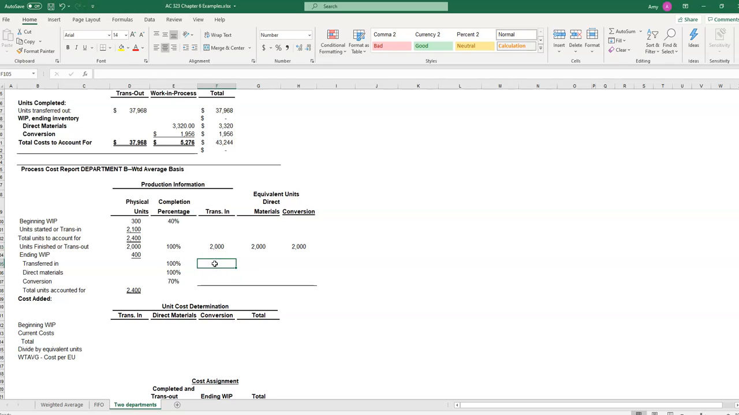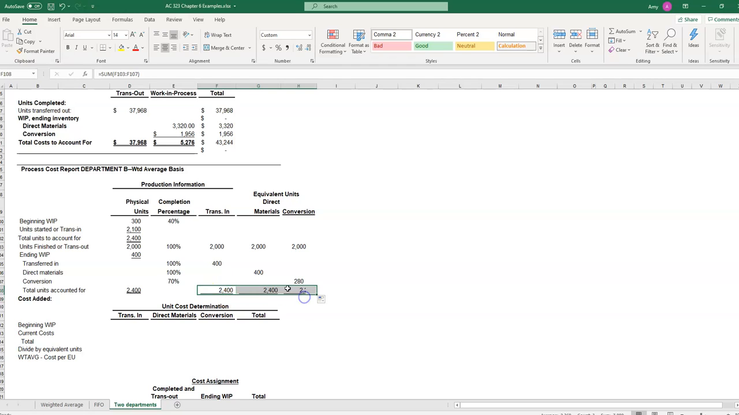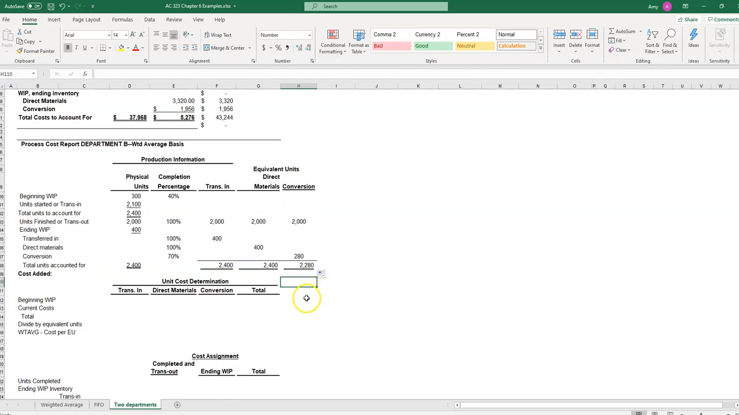Now we have our 400 units that were ending work in process. We're 100% complete for transferred in, we're 100% complete for direct materials, and we're 70% complete for conversion. So we would take 400 times 70% and get 280 units. We then add those together. And we have 2,400 units for transferred in, 2,400 for direct materials, and 2,280 for conversion.